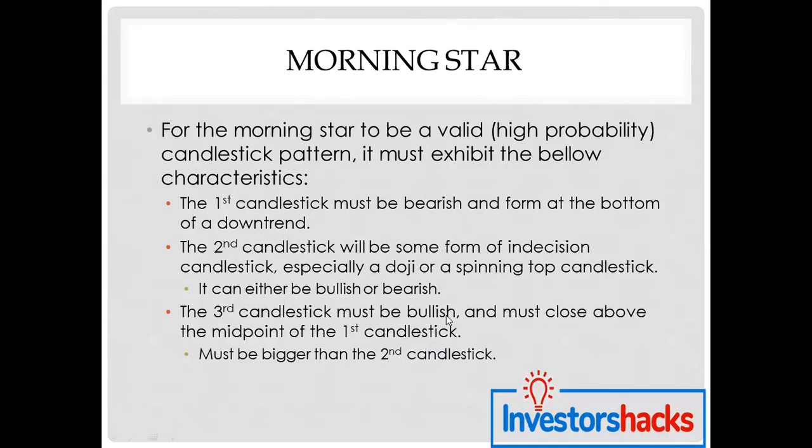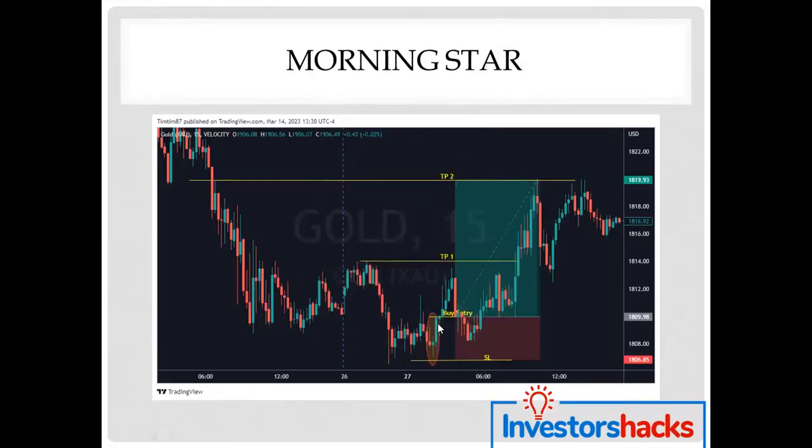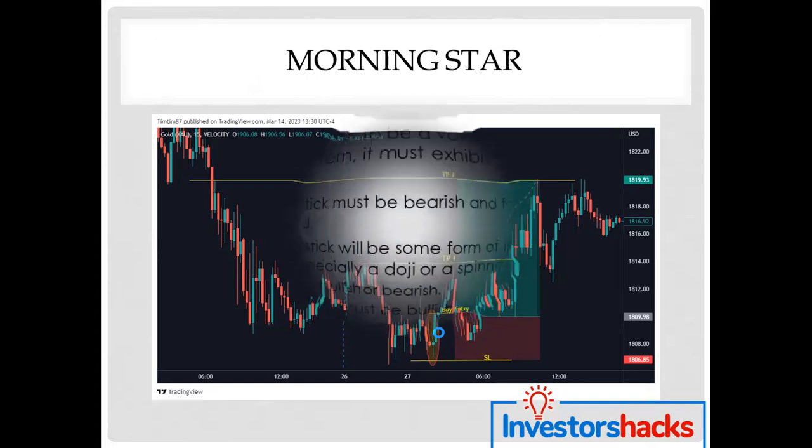The third candlestick must be bullish and must close above the midpoint of the first candle and must be bigger than the second candle. Okay, so our third candle must be bullish to indicate that buyers are now in control. So this is our third candle. It must be bullish. It must close past midway of the first candle. This is the first candle, and it must be bigger than the second candle. So this is our second candle, and you can see how that candle is big. So it meets all the criteria. This pattern meets all the criteria of a high probability morning star pattern.